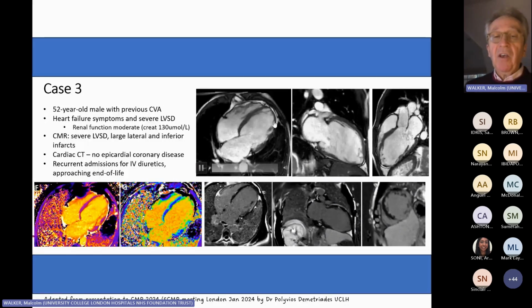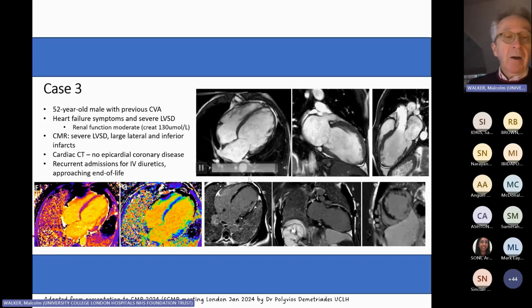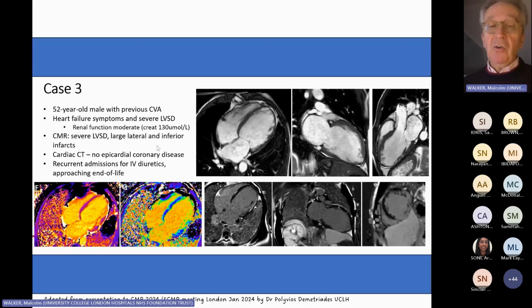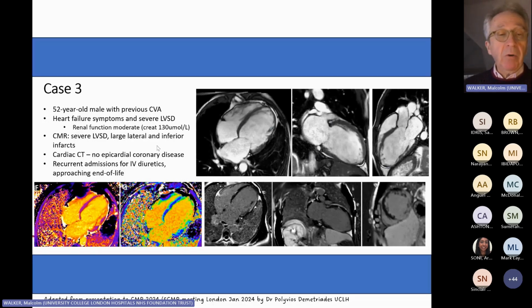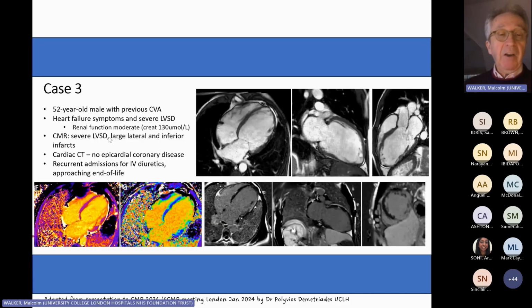but you might make out that the apex here is extremely thin, and it's also scarred, and you can see it in this view here, that the apex of the left ventricle is akinetic, and there's basically no muscle there. It's all scar. The CT shows that this is not due to conventional coronary disease or coronary blockages. He is in end-stage heart failure, an inpatient at the moment, and really we are at a stage where he's receiving palliative care because there's very little that we can do.